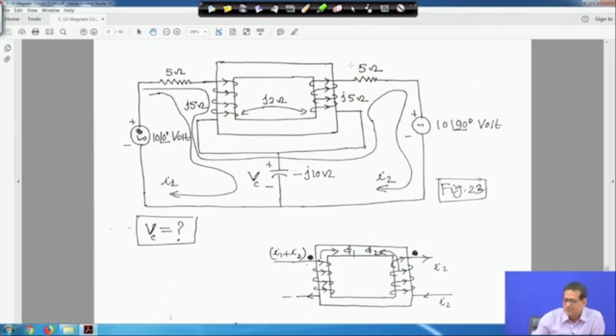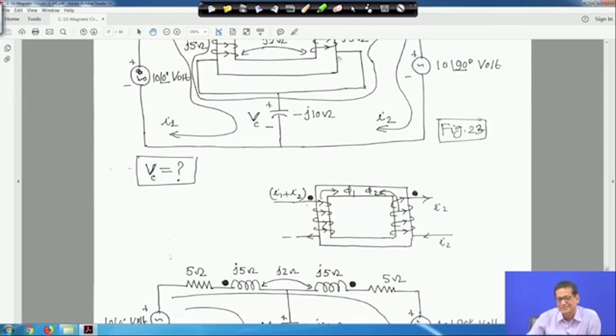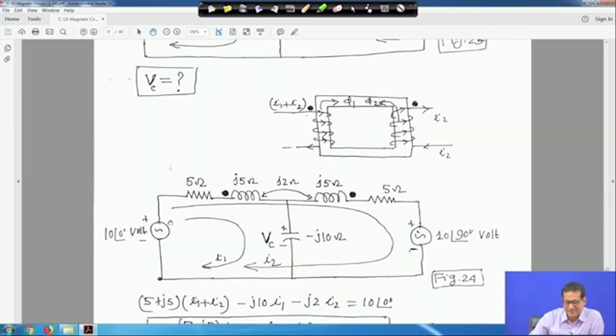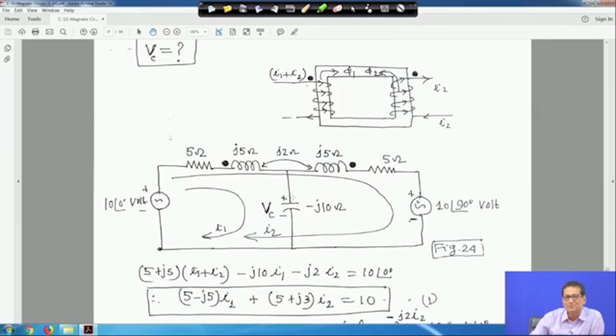So if you write the equation, this is the equivalent circuit. This 10 volt source, 5 ohm, J 5 ohm. This is the mutual inductance, where one current is entering the dot in the coil and another is leaving the dot, and this is 5 ohm. Now you can solve it because two coils are there, so repetition will be there.